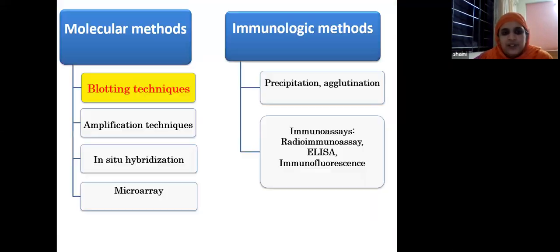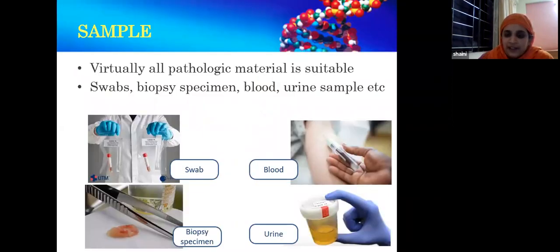Now we'll go into the various techniques in a little more detail. The first of the molecular techniques to be found was the blotting technique. For most molecular techniques, any sample, any pathologic material, is suitable, be it a swab, a biopsy specimen, a blood specimen, urine, CSF, or saliva. Any specimen in which you can get even a minute quantity of DNA or RNA is sufficient to do the molecular test.